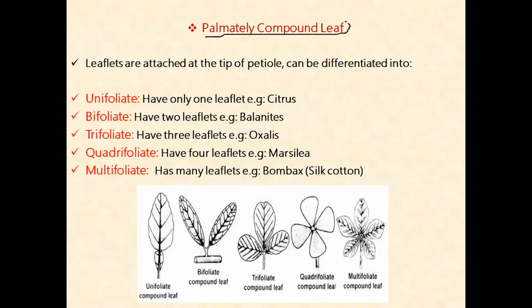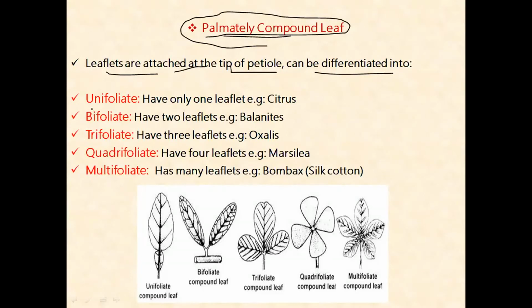The next type is palmately compound leaf. The one we already discussed earlier was pinnately compound. This is palmately compound leaves. Here the leaflets are attached at the tip of the petiole and can be differentiated into unifoliate. So palmately compound leaves are those leaves whose leaflets are present at the tip of the petiole. So unifoliate has only one leaflet, bifoliate has two leaflets, trifoliate has three leaflets, quadrifoliate has four leaflets, multifoliate has many leaflets.